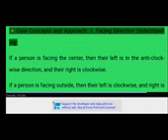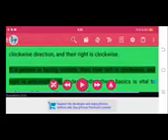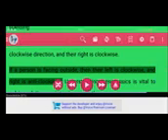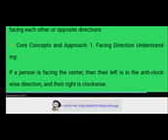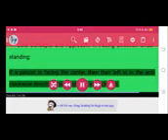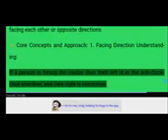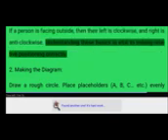1. Facing direction understanding. If a person is facing the center, then their left is in the anti-clockwise direction, and their right is clockwise. If a person is facing outside, then their left is clockwise, and right is anti-clockwise. Understanding these basics is vital to solving relative positioning correctly.